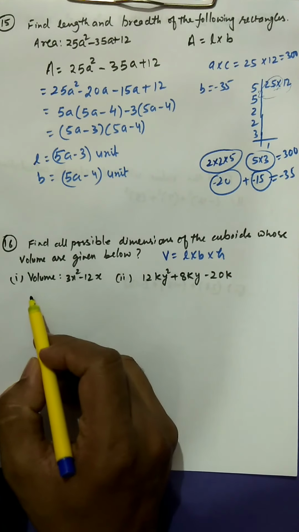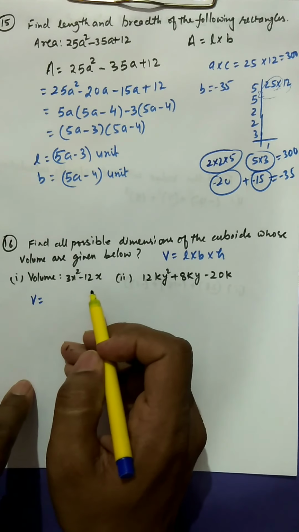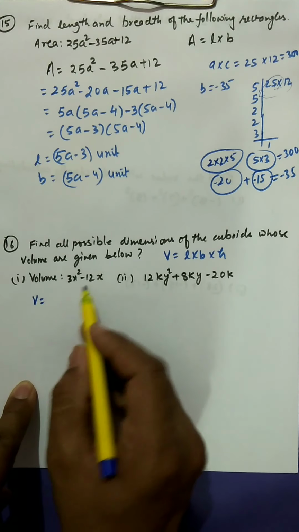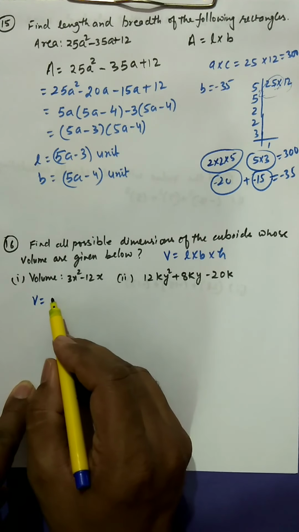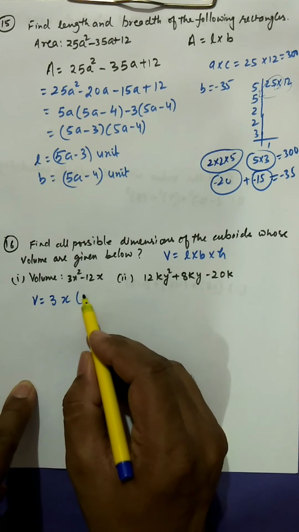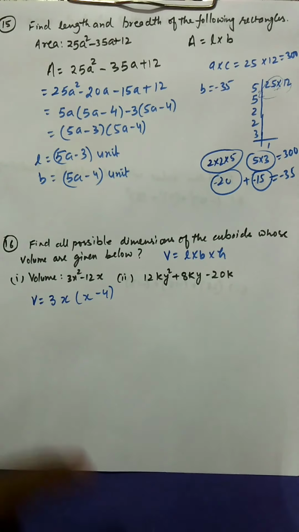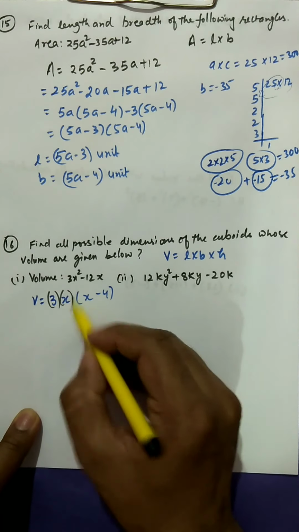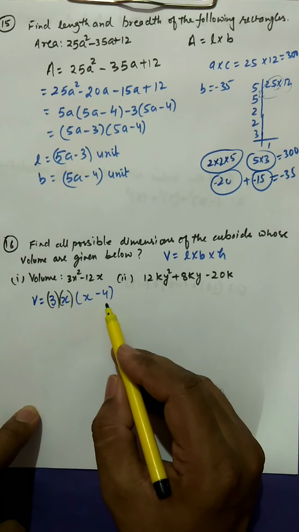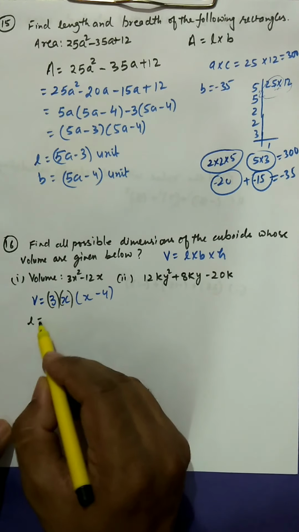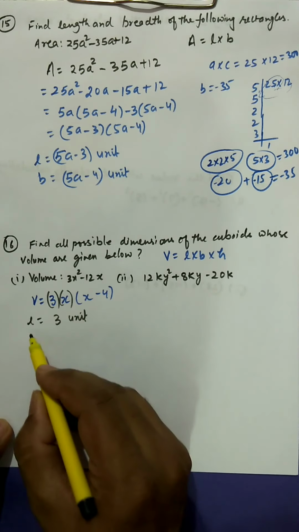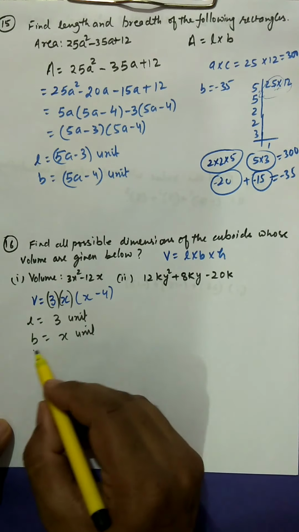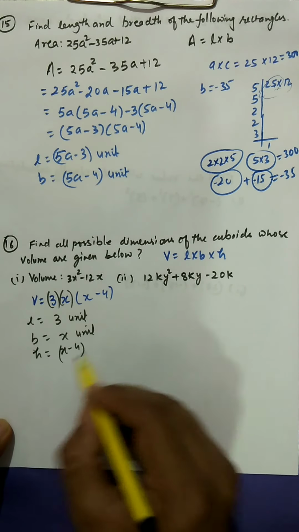So in our questions we are going to convert the volume as a product of three factors. So this 3x² minus 12x, you can take 3x common, and from here it will be x and it will be minus 4. So you can see you have got three factors. The first factor is 3, second factor is x, and third factor is x minus 4. So I can write this l as 3 unit, b is x unit, and h is x minus 4 unit.